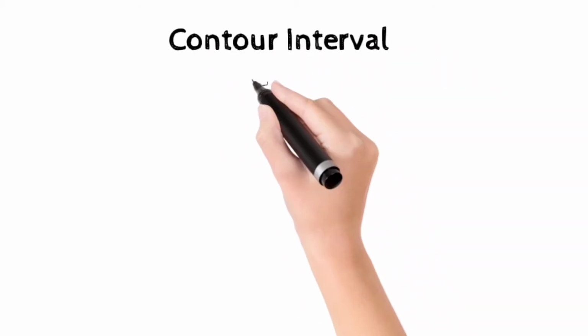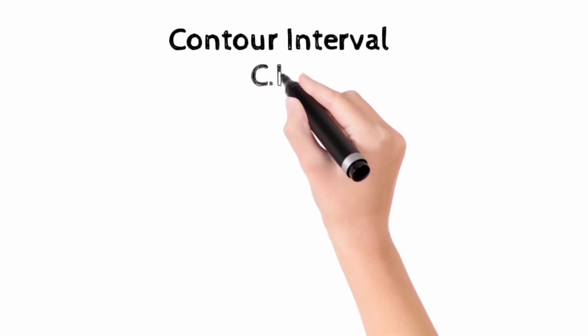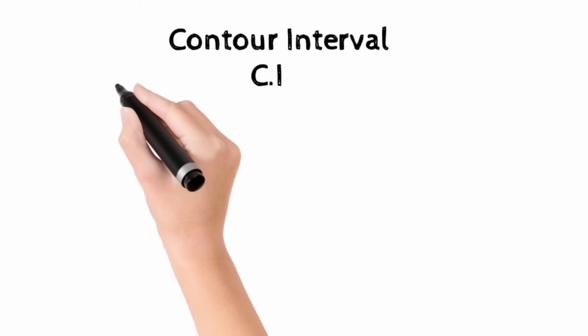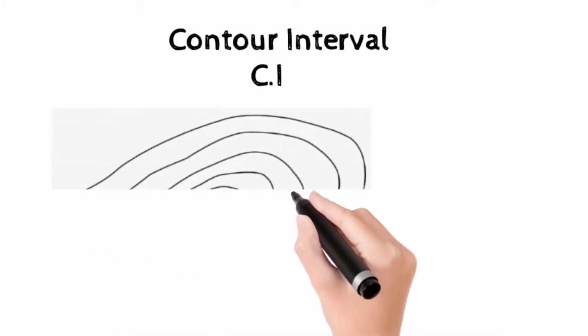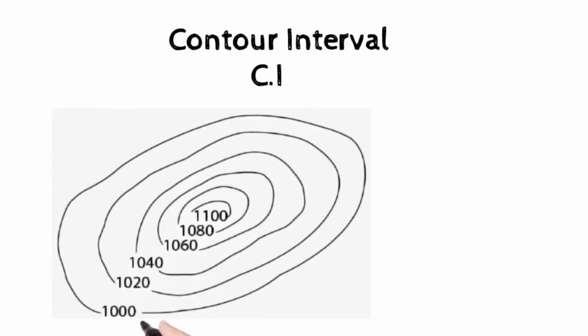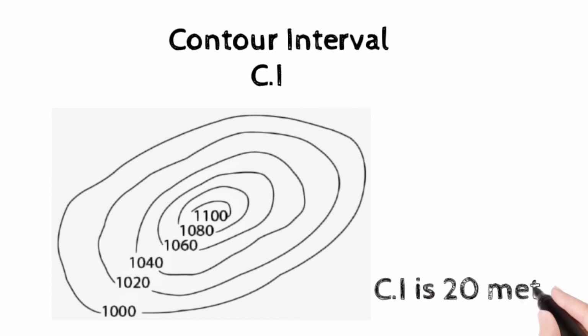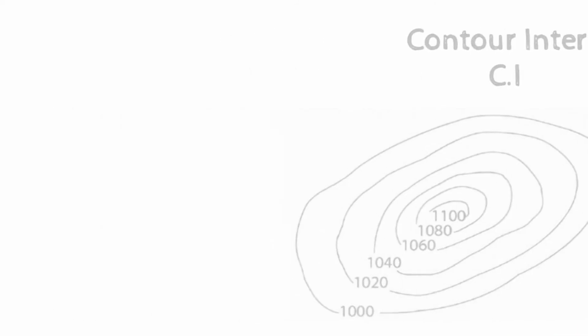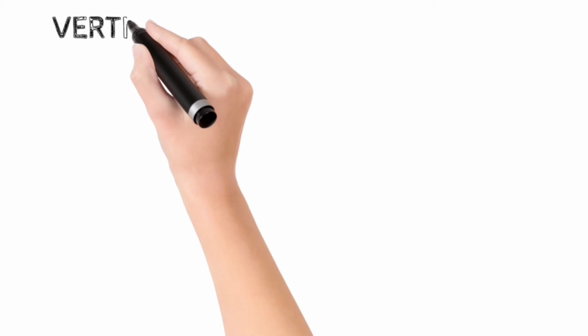Now let's know about the contour interval. The interval or difference between two consecutive contour lines is known as the contour interval. In the survey sheets of India, contour lines are drawn at intervals of 20 meters. Here in this example you can notice the intervals between the contour lines, which is 20 meters.